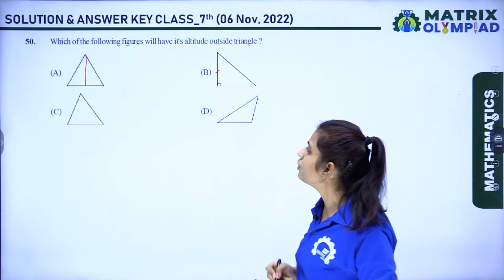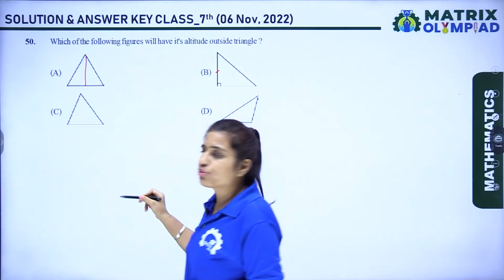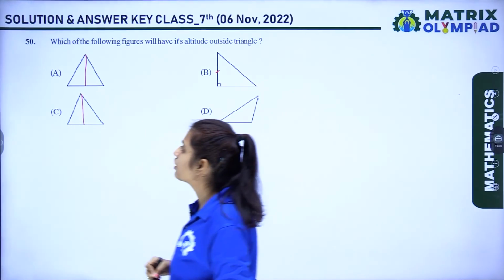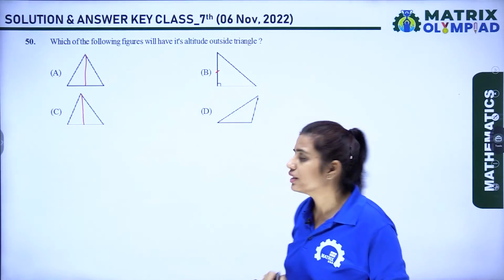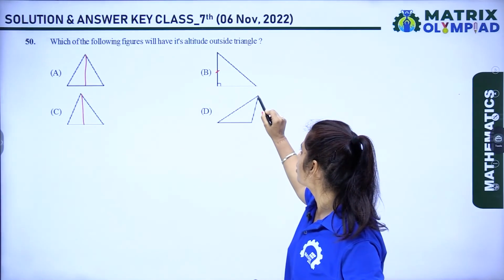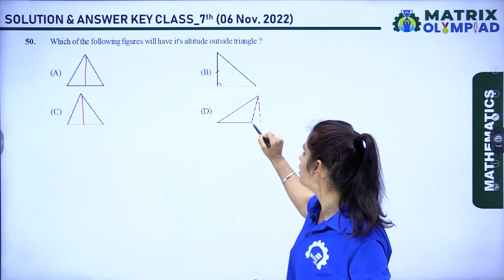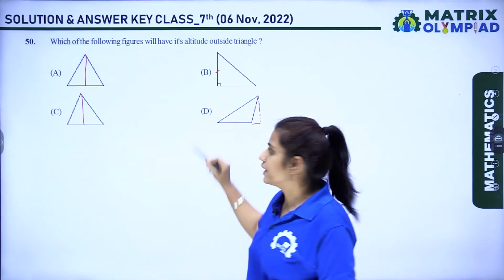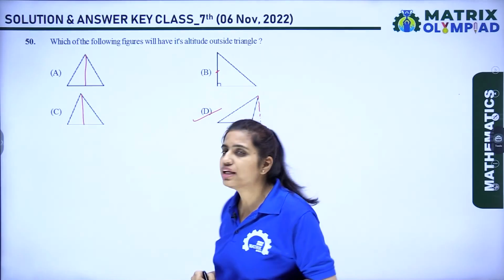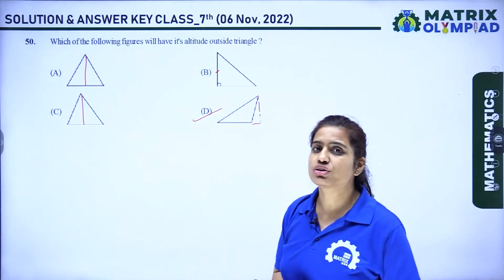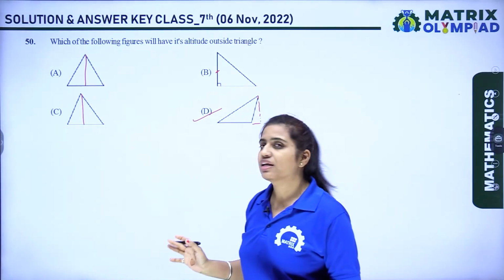This is the altitude. Now, in option C, this triangle will also have its altitude inside it. And in the last figure, the altitude will be outside the triangle. So, according to the question, option D is the correct answer. I hope you all understood part 4.